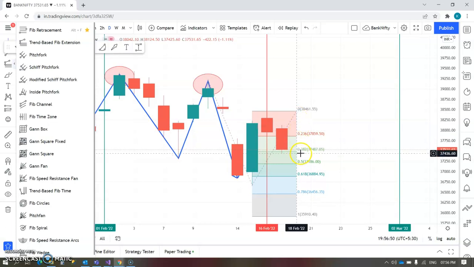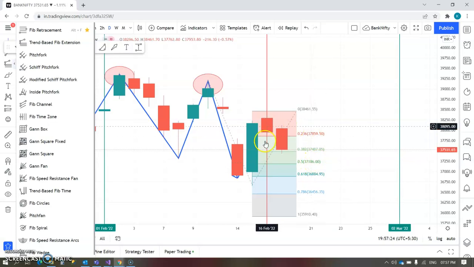Okay, so the first level comes out to be 0.382, and we can see the market has just closed above it. So we can say if the market supports this level, then we can see a positive movement from here itself. If this level is broken, that is 37,487, if we take the round figure, the level comes to be 37,500. If 37,500 is broken, then the market can tank down to 37,186, that is 200 levels.